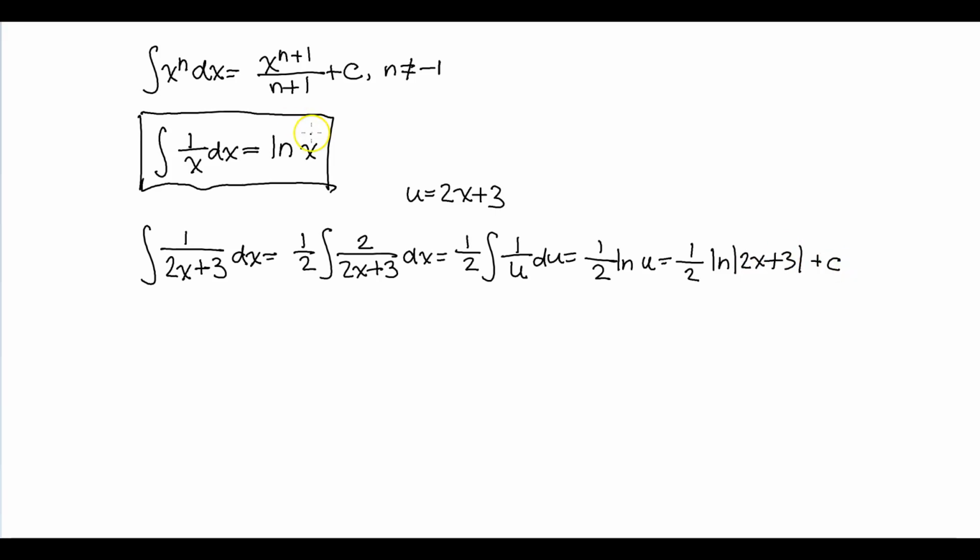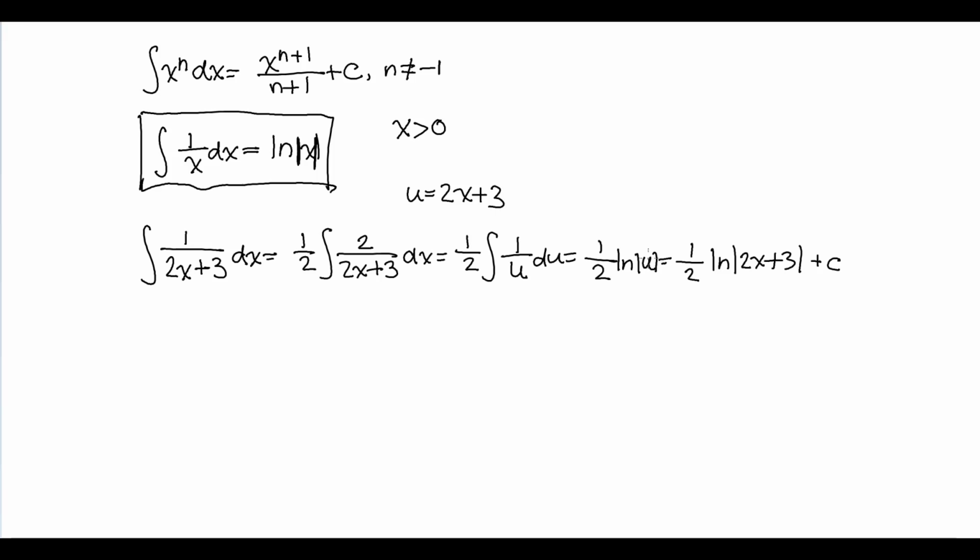And I should point out, this is an absolute value, because the ln function is only defined for positive values. I forgot to mention it's a big part that you have to put this absolute value sign in order for the ln function to be defined for all real numbers.